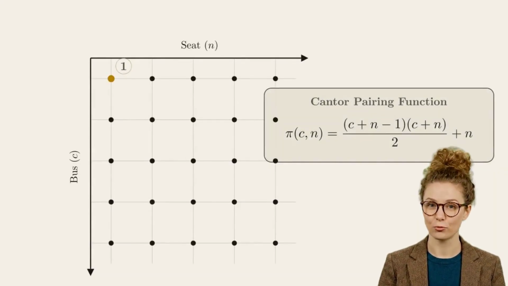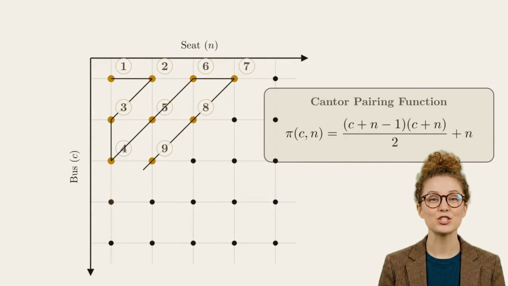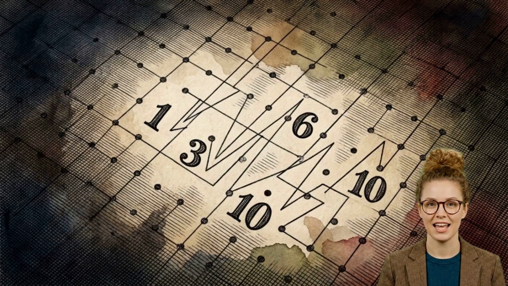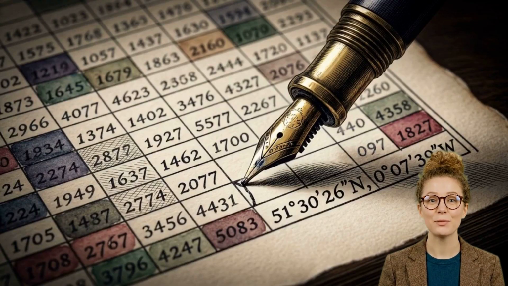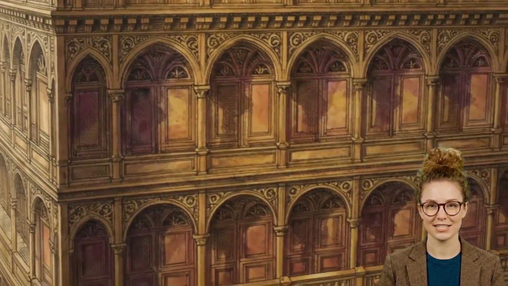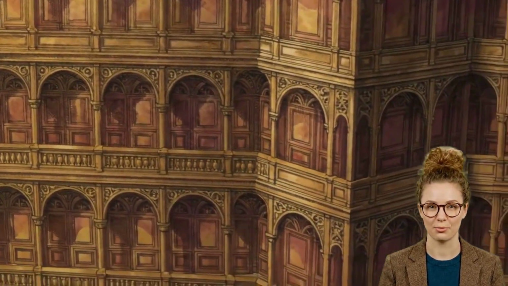To assign the remaining rooms, we use Cantor's diagonal pairing function. This method sweeps across the coordinate grid, assigning a unique number to every point in a precise sequence. This geometric path targets the spaces left empty by our triangular numbers. It maps every bus and seat combination to a vacant room without skipping a single integer. By utilizing spatial geometry instead of arithmetic tricks, we create a blueprint that accounts for every dimension of the problem.